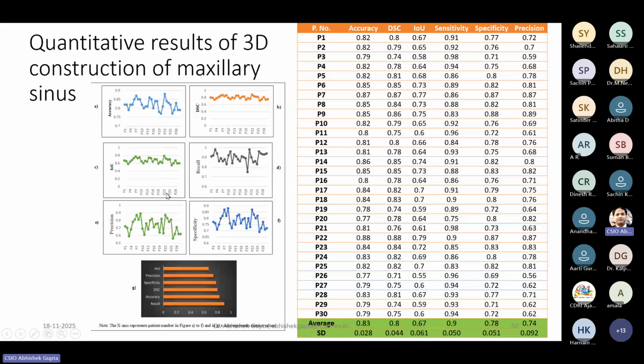And from the graph and quantitatively, we can see over here. The average accuracy achieved is around 0.83, with a standard deviation of 0.028, and then the DSC value, IOU (intersection over union) and other parameters you can see over here.